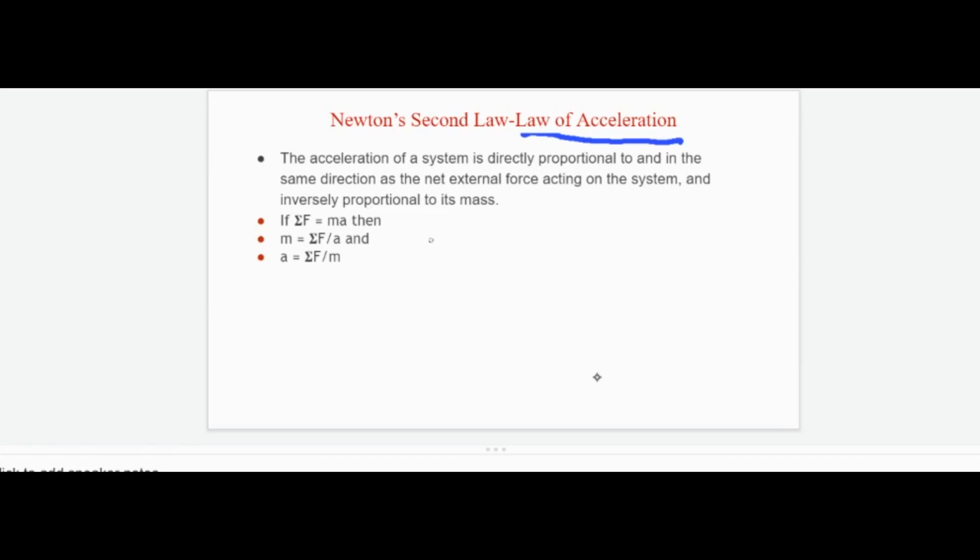Now, we can rearrange that. If we're solving for m, it's going to be net force over the acceleration. If we're solving for acceleration, it's going to be net force over m. Now, let's look into the last equation where a is equal to the net force, or F net, over m. So a is acceleration, so you can write that down.